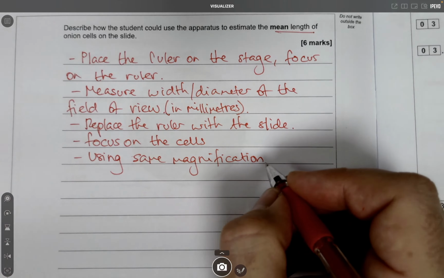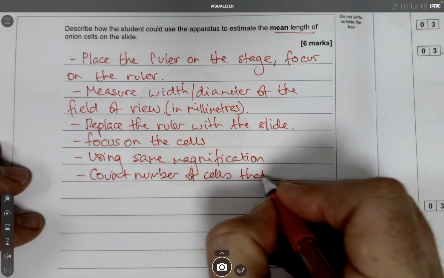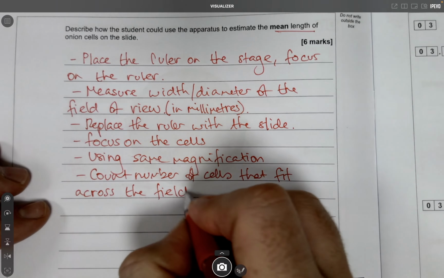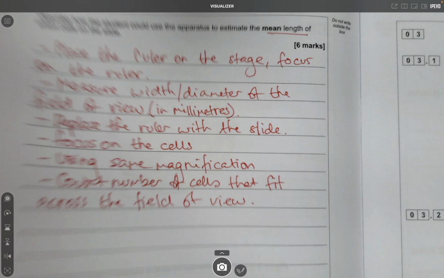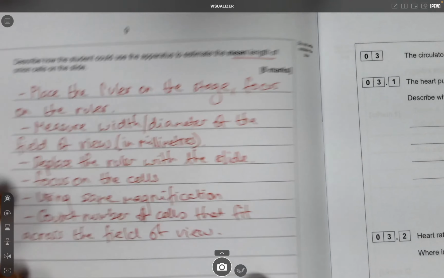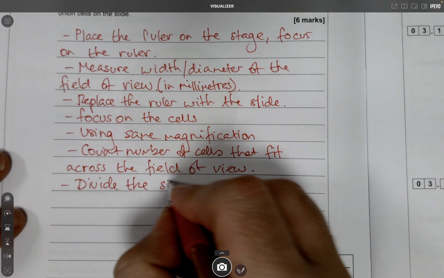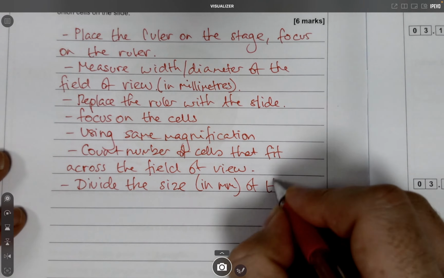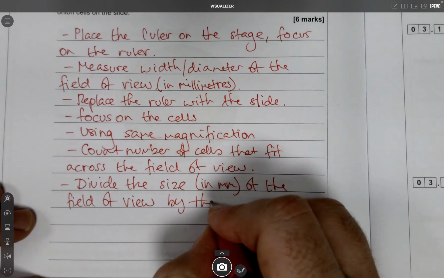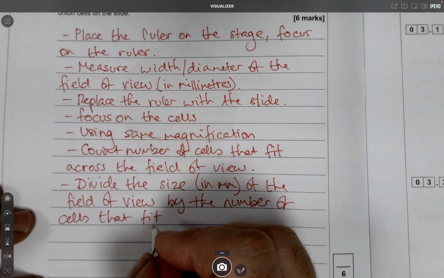It would be a case of counting the number of cells that fit across the field of view. So in the example on the previous page, you simply count, well, it's 1, 2, 3 cells that fit across that field of view. You would then divide the size of the field of view, obviously in millimetres, by the number of cells that fit, and that will give you your mean cell length.